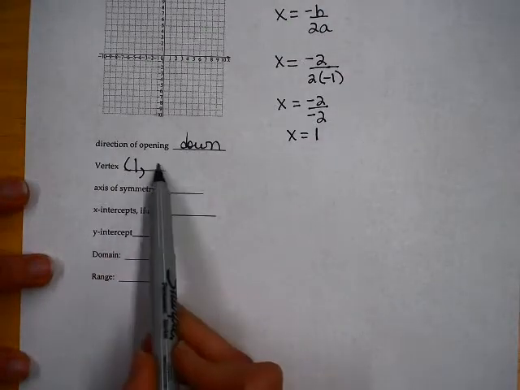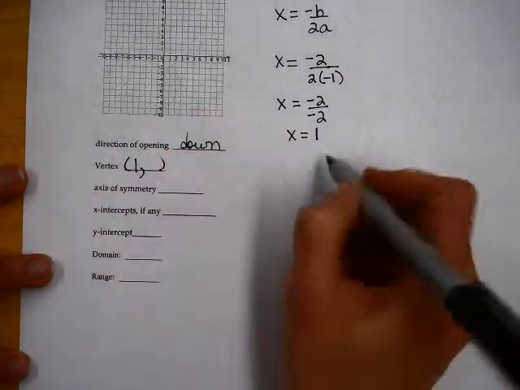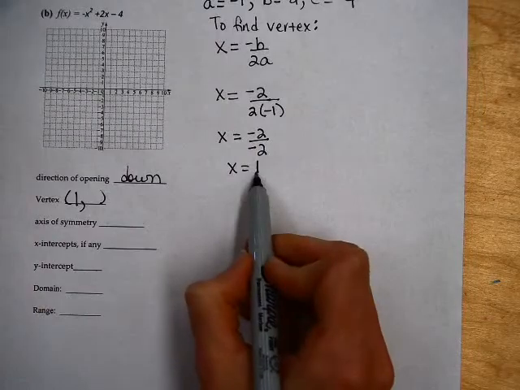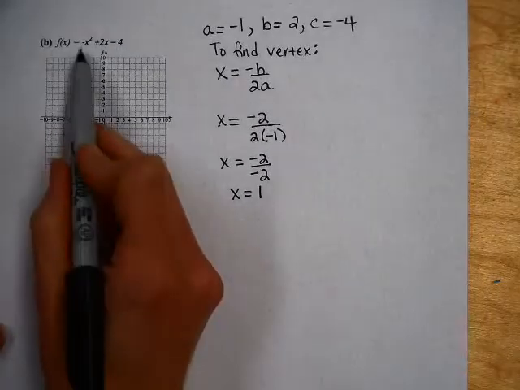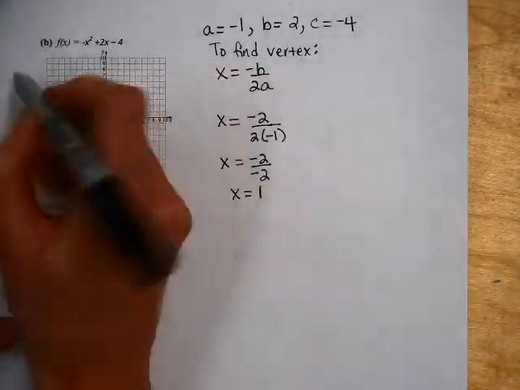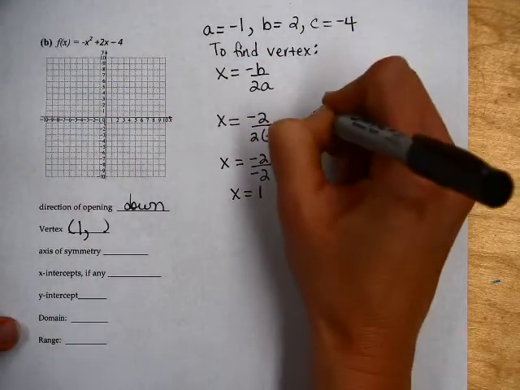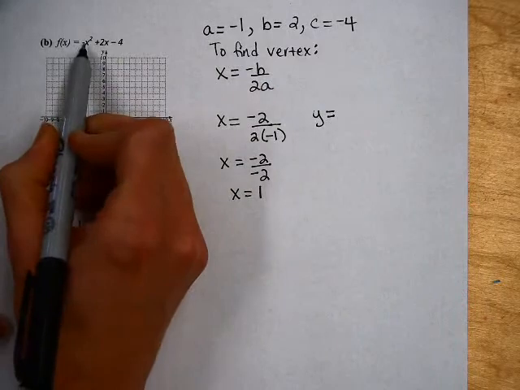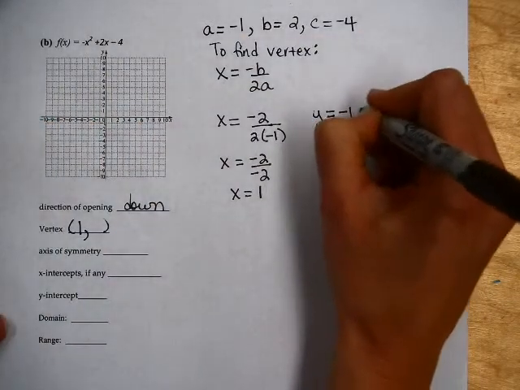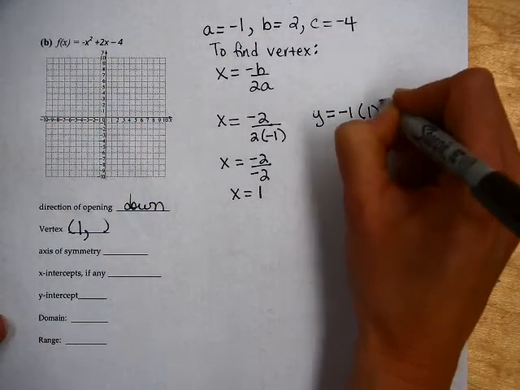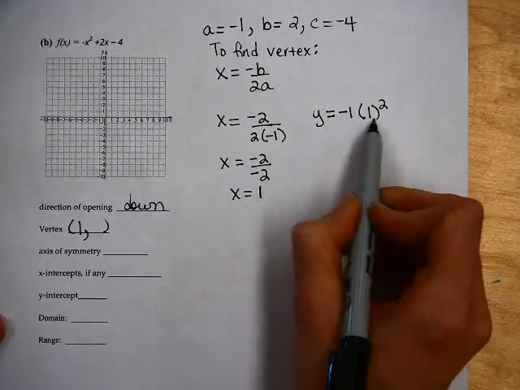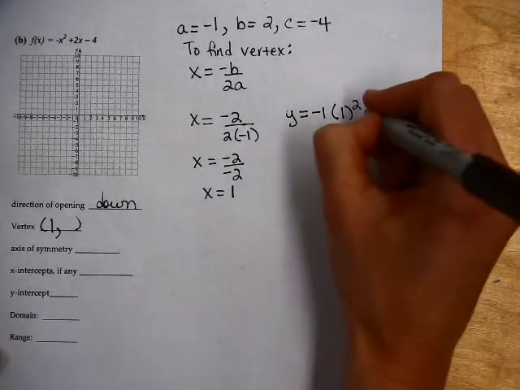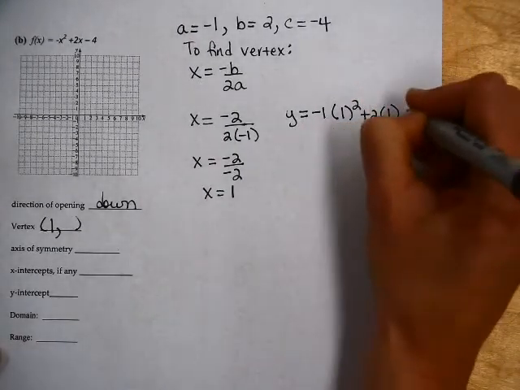So now we need to find the y part of our vertex, and to do that, we plug 1 back in for x, back into our original equation. Because remember, f of x equals is the same thing as y equals, and this negative in front of the x squared we can write as -1 times x squared, or -1 times 1 squared, plus 2 times 1 minus 4.